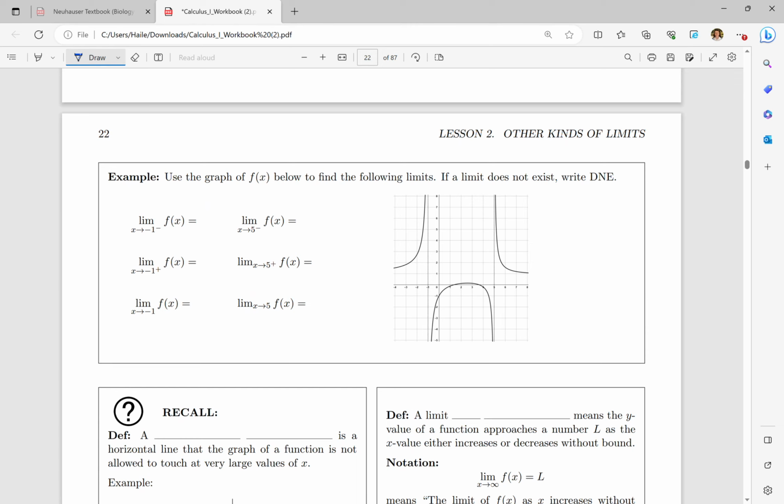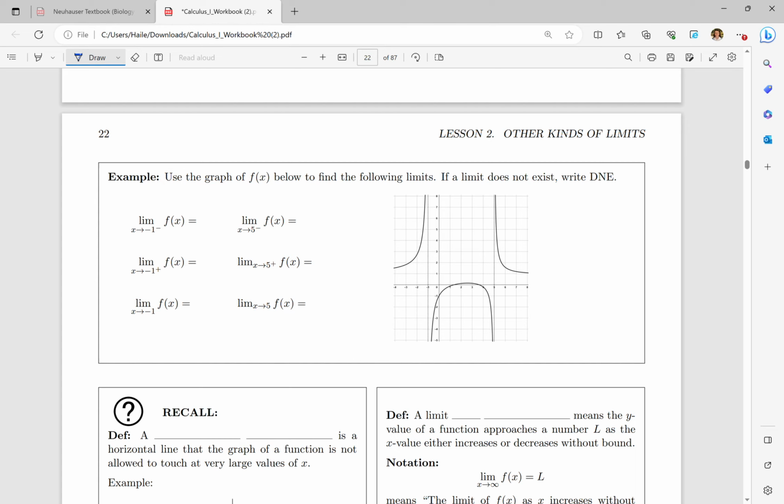So use the graph of f of x below to find the following limits. If a limit does not exist, write does not exist, or D N E. Okay, so this is where we're going to start to see these combinations of our two types of special limits so far. So the first one we want to look at is the limit as x approaches -1 from the left of f of x. So we're looking at that one right there.